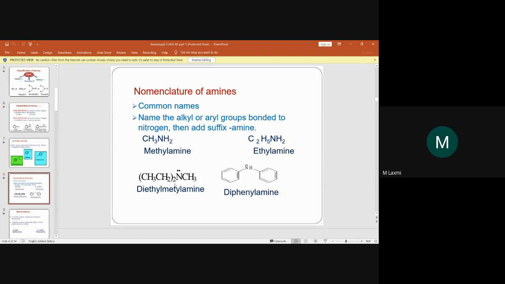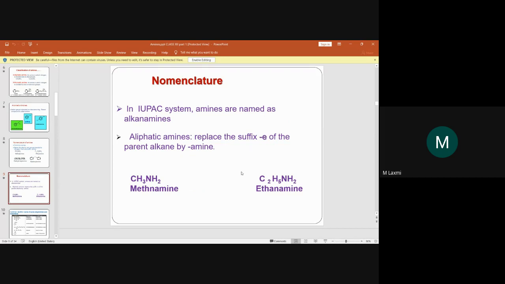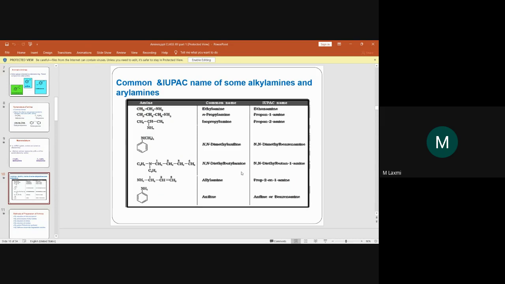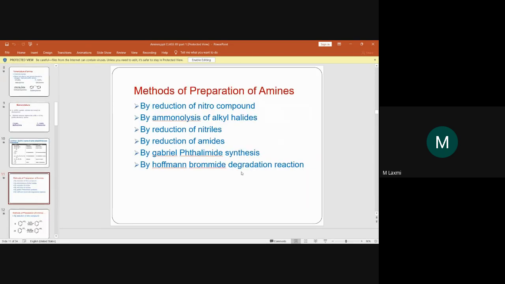And what is this compound? You have two ethyl groups and one methyl group. So as per the alphabetical order, it is diethylmethylamine. And what is this? There are two phenyl groups attached to NH, so it is diphenylamine. The common name is alkyl plus amine, while the IUPAC name is the suffix of the alkane, E, replaced by amine. So these are some examples of common names as well as IUPAC names.